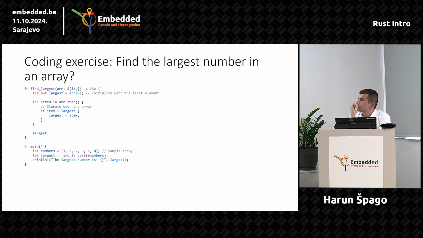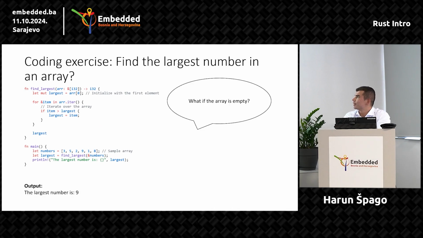Now we have a small coding exercise, which is called find the largest number in an array. Well, probably all of you would write this code this way, but this code has a small problem. Well, what if the array is empty? What would we do?